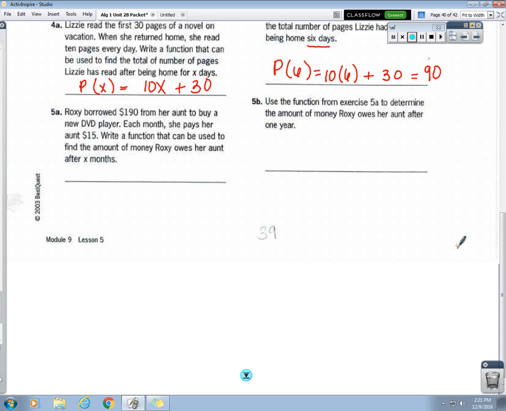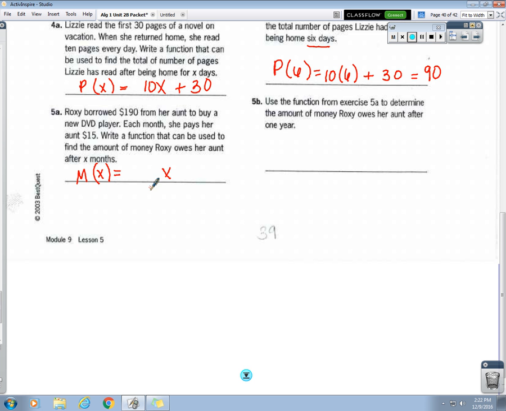All right, 5A. Roxy borrowed $190 from her aunt to buy a new DVD player. Each month, she pays her aunt $15. Write a function that can be used to find the amount of money Roxy owes her aunt after X months. So what variable did they tell you to use? X for months. What letter do you want to use here? For money, okay? And since X is what's in parentheses, that's the variable for our unknown. X is going to be over here also, right?